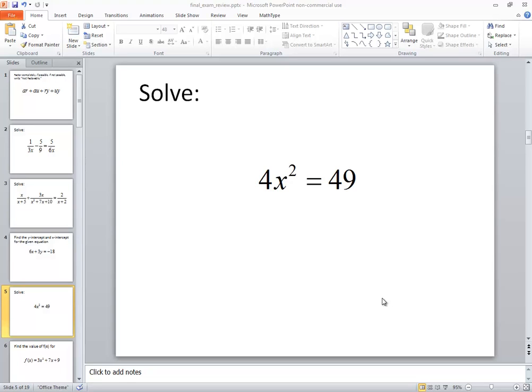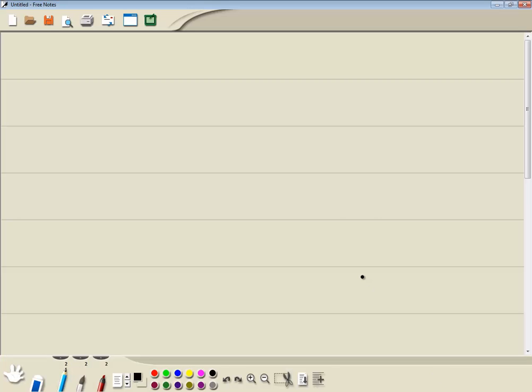Let's take a look at this problem. We want to solve 4x squared equals 49. In general, a quadratic is of this form: ax squared plus bx plus c. For an example, you might have 7x squared plus 8x plus 2.